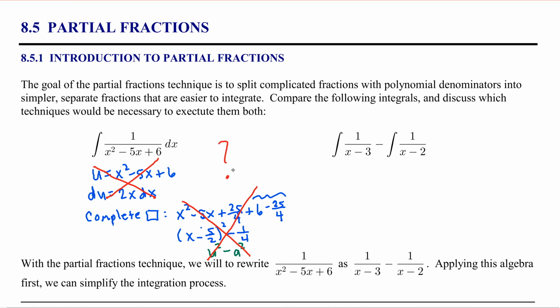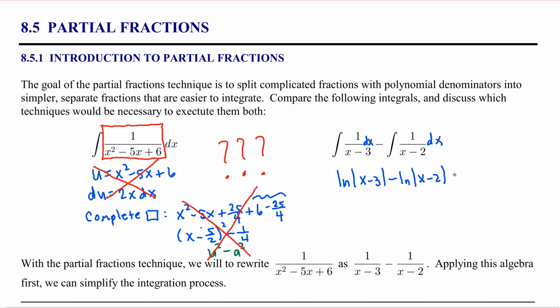So the question becomes, what do we do with this one? Well, what we're going to examine is the fact that this fraction is likely the result of adding two simpler fractions together. In fact, if we look at the problem on the right, we have the integral of 1 over x minus 3 dx, minus the integral of 1 over x minus 2 dx. If I consider this as a separate problem, this one's very easy to integrate. We're going to make a u substitution for the denominator. We'd end up very easily with natural logs in the resulting antiderivative.